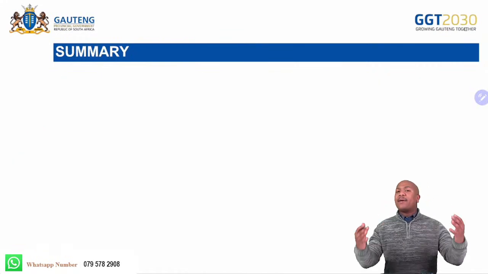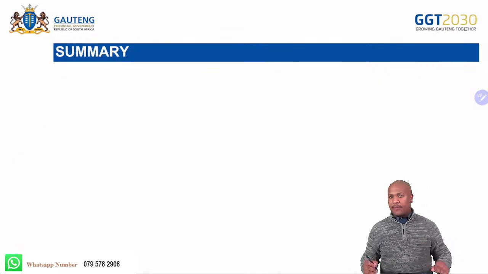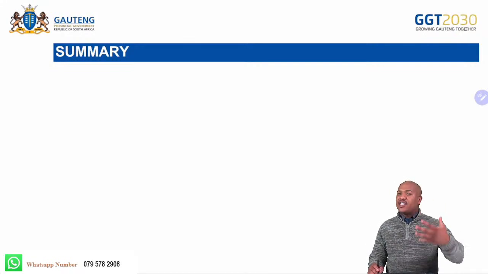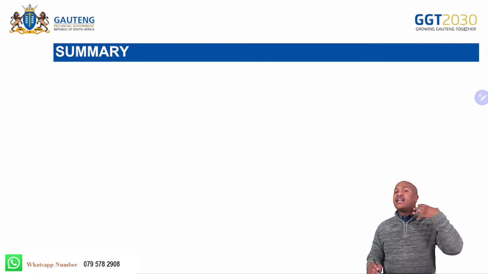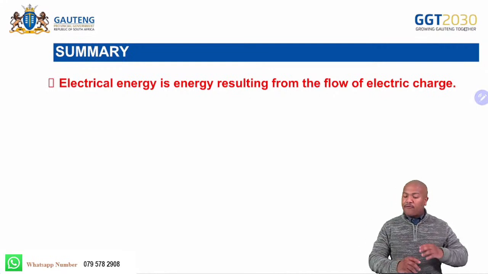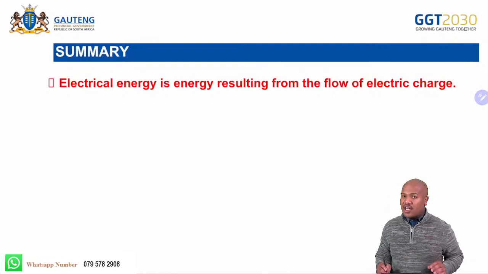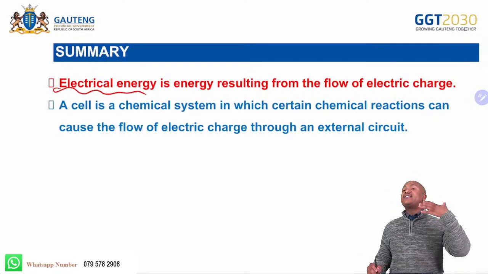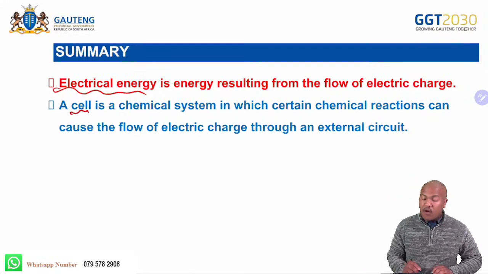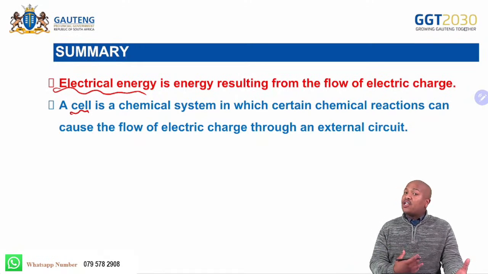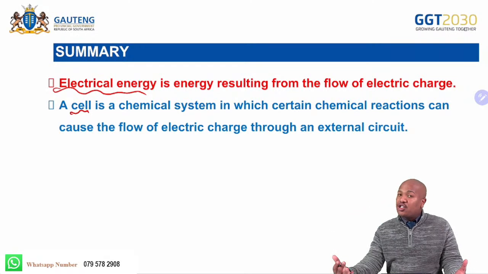So now, let's summarize what we have learned today. What did we talk about? We're talking about cells as energy systems, electric cells. We said that electric energy is energy resulting from the flow of electric charge. But where does this electrical energy come from? It comes from a cell, which is a device that converts chemical energy into electrical energy so that we are able to have electricity.